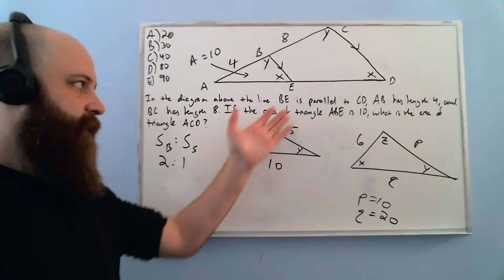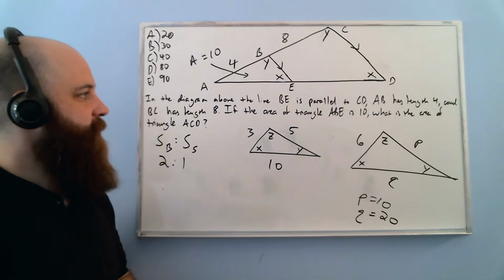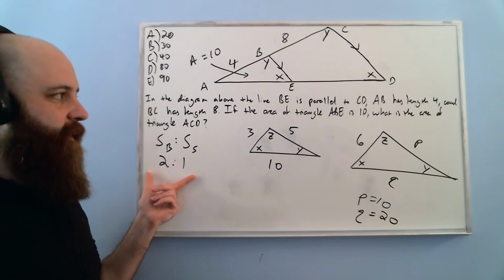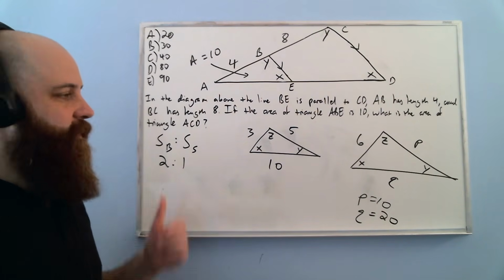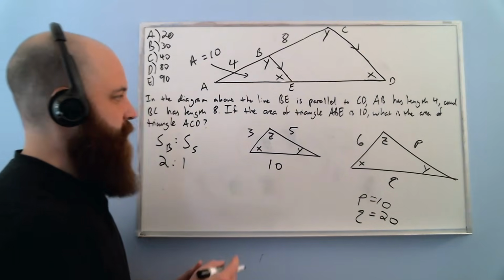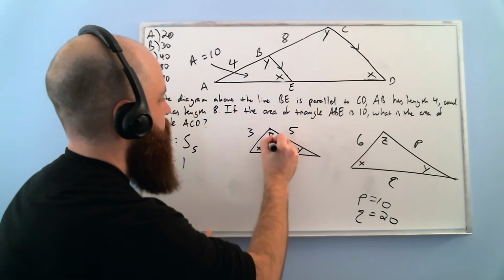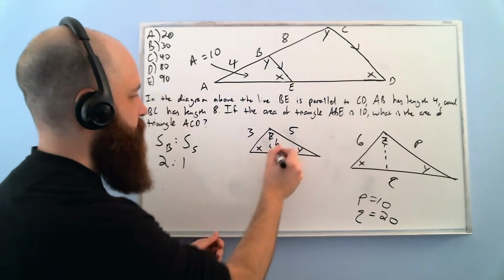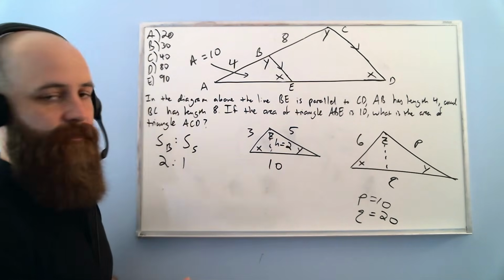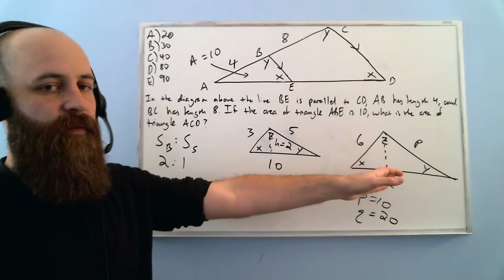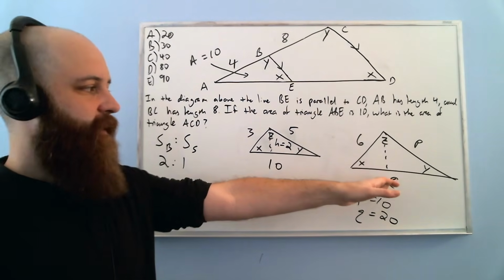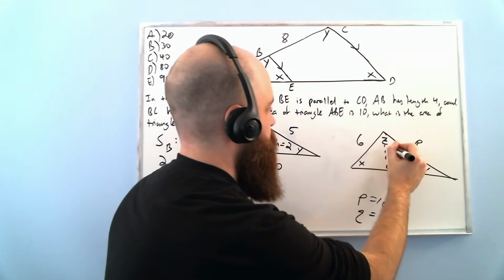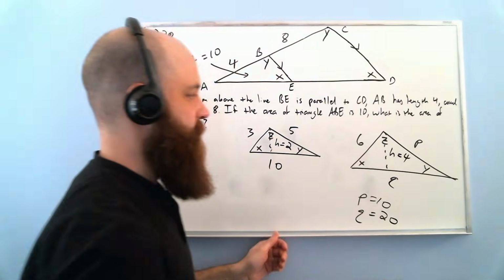Okay, that's great, but this question is asking us about the areas of triangles. So can I use this ratio of side lengths to figure out something about the ratio of the areas? Well, let's consider the base height formula again. I'll draw some heights in here for these two triangles. Let's say the height of the smaller one is 2. What would the height be of the larger one? Notice the side lengths of the larger triangle are all twice the side lengths of the smaller one, so the height also has to be twice the smaller one, so it's got to be 4.